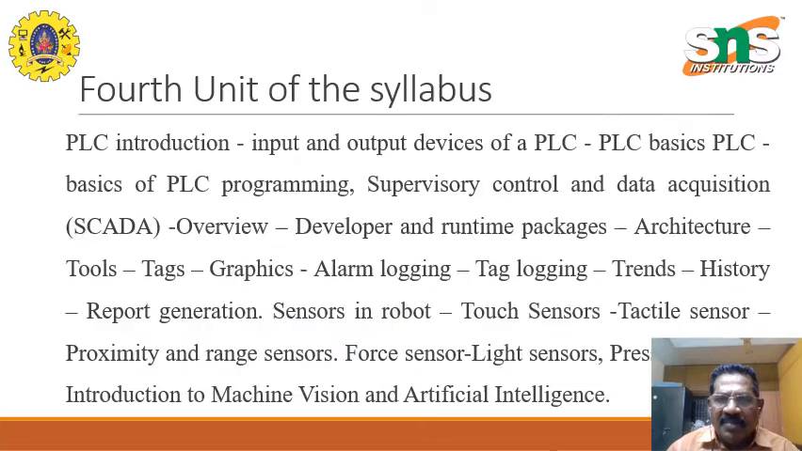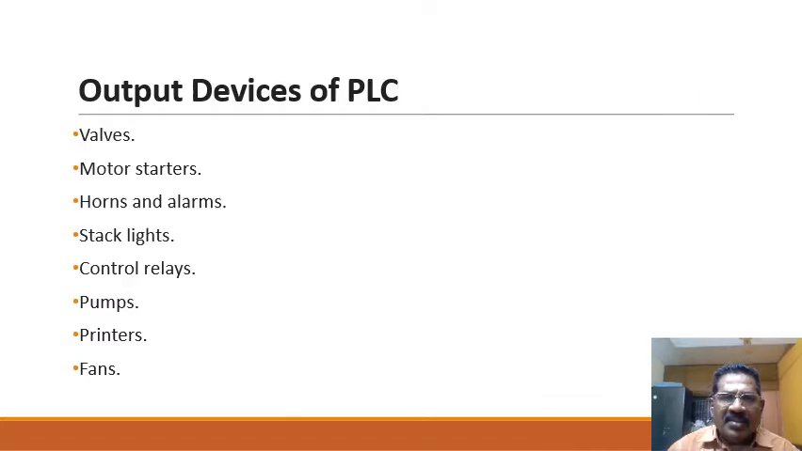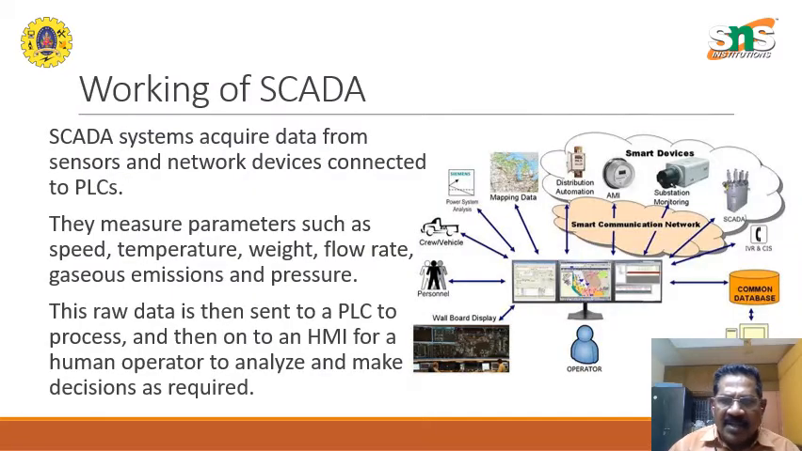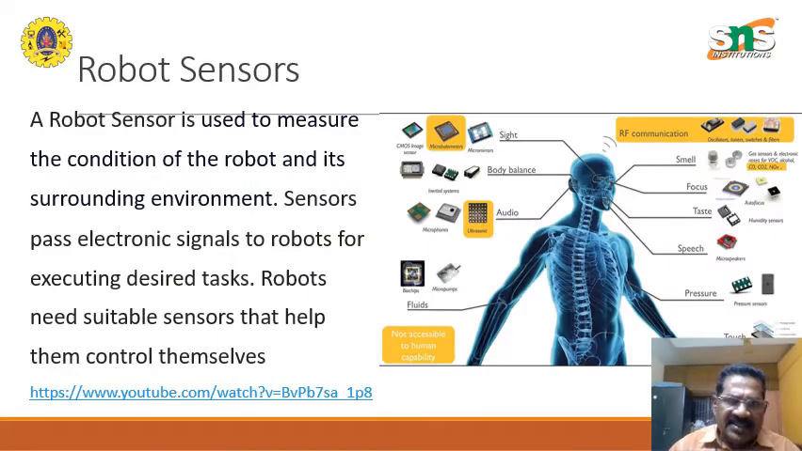Let's continue from where we left last time. The syllabus is given here. We were talking about the robo sensors. The various output devices of PLC we had already seen. We also looked at the supervisory control and data acquisition: what a SCADA is and the working of the SCADA.